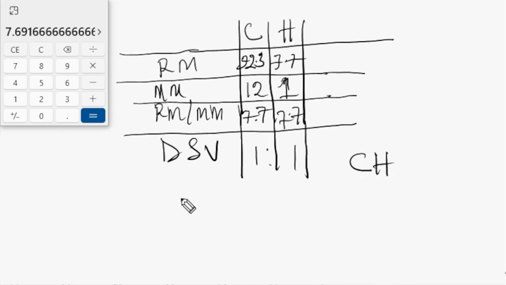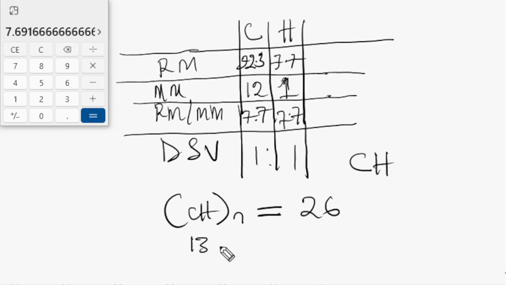So guys, having this, we know that the empirical formula times n will give us 26, which is the mass given to us here. So if that's the case, C is 12 and H is 1, so that makes 13 here. So it means 13n is equal to 26. So in that case, n will be 26 over 13.